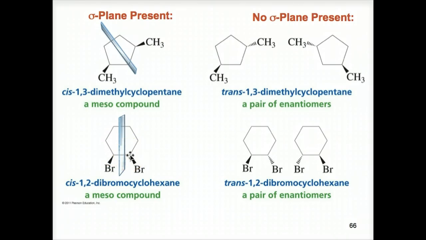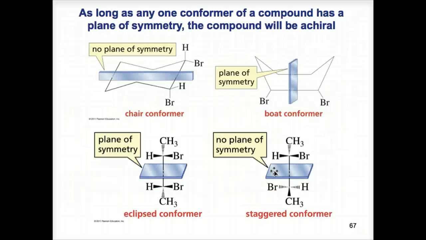Therefore, it's a meso compound because each one of these is bonded to the exact same 4 groups bonded to the asymmetric carbon. And again, here's trans 1,2-dibromocyclohexane, a pair of enantiomers, where the 2 bromines are on different sides of the ring. So those are some examples of meso that you need to be on the lookout for.